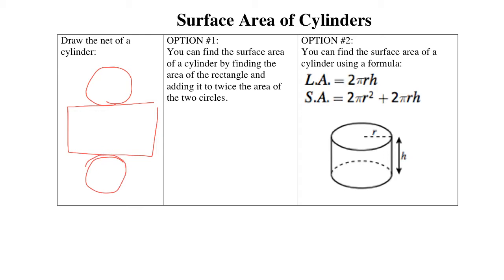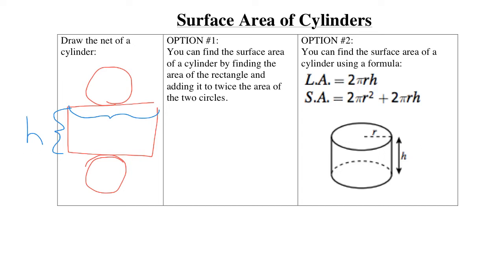If you want to find the surface area, one option is just to find the area of these three parts. So you find the area of the two circles, that's pretty easy, pi r squared. And then the rectangle, we need to think about how we would find the length and width of those parts. Well, this part of the rectangle, that's just the height of the cylinder. But this part of the rectangle is going to be represented by the circumference of the circle.